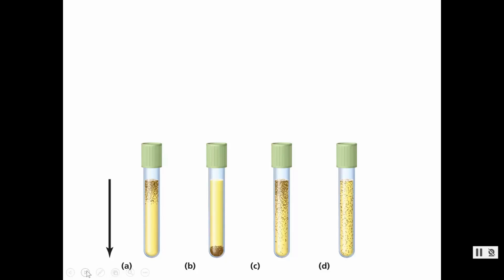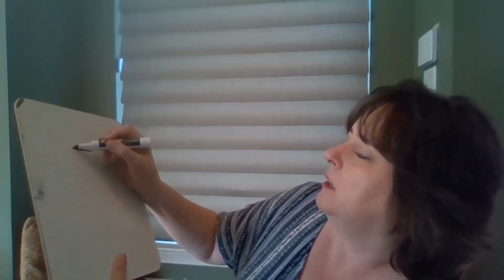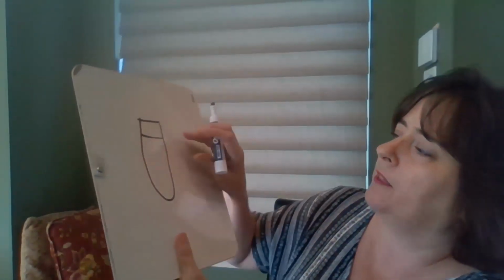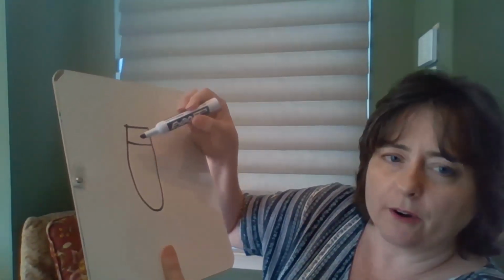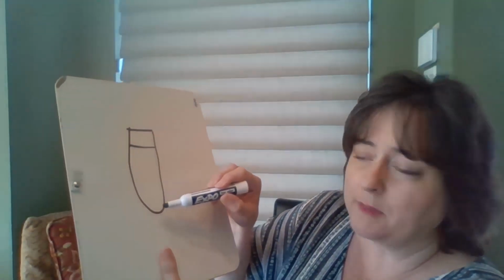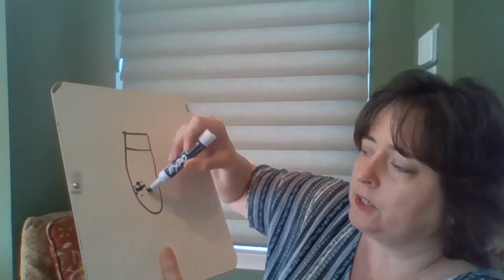All right, so what did you do for the last one? I'll draw it on my board. The last one that wasn't represented was microaerophilic. So if I was to draw a tube that was microaerophilic, and this is my broth levels here. We know microaerophilic can't handle lots of oxygen. We know that it won't grow at the bottom because it needs a little bit of oxygen. Our growth pattern is about here.